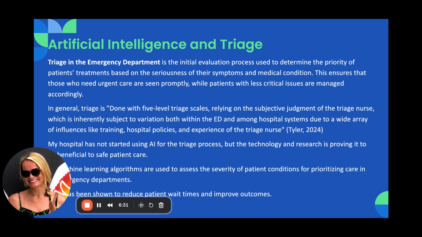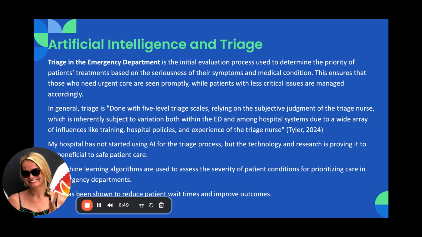In general, triage is done with the 5-level triage scales, relying on the subjective judgment of the triage nurse, which is inherently subject to variation both in the ED and among hospital systems due to a wide variety of influences like training, hospital policies, and experience of the triage nurse.